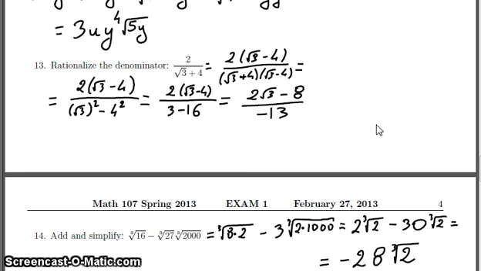Problem 13, rationalize the denominator. So you have to multiply top and bottom by the conjugate of the denominator, meaning you have to multiply top and bottom by square root of 3 minus 4, because you have square root of 3 plus 4.